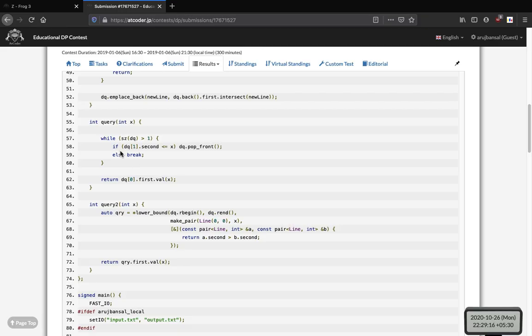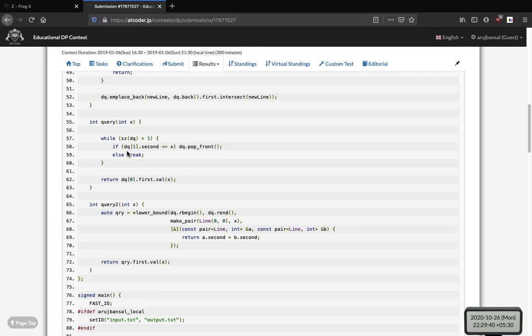And we'll basically look at the front of the deck now, and we look at the first element, zero based indexing here. So we look at the element with index 1 and we check: is the point at which it becomes useful less than or equal to the query value?